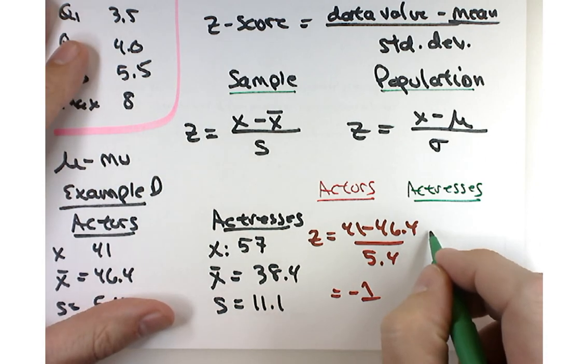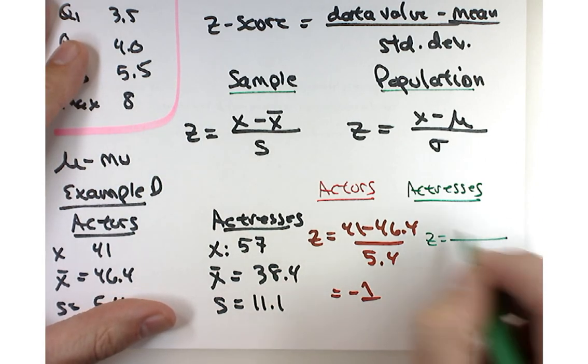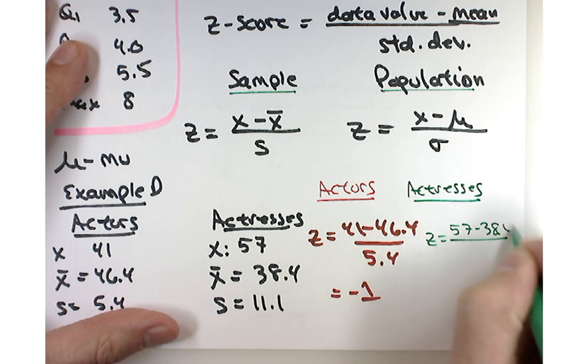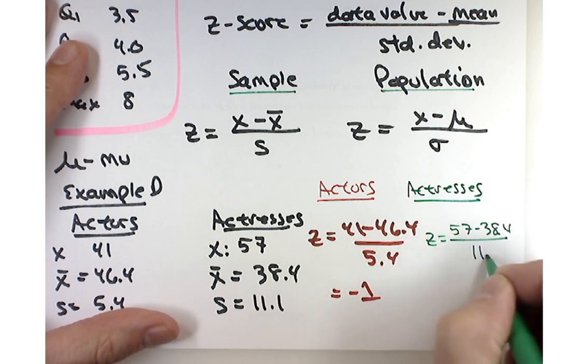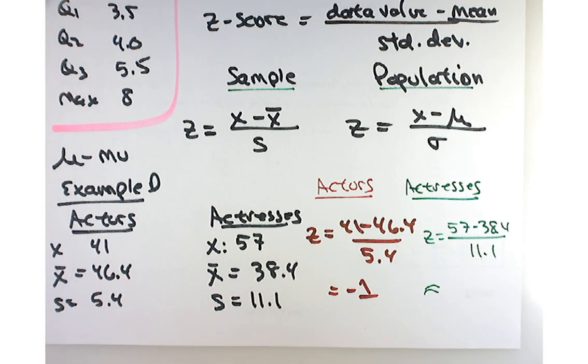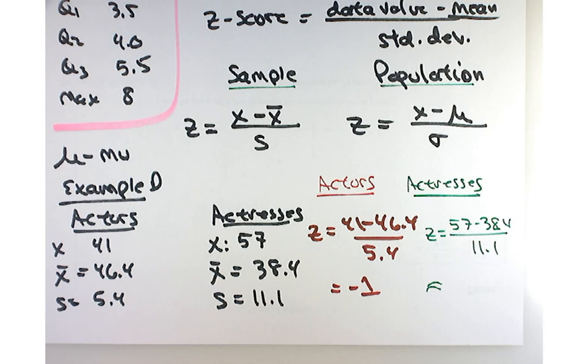So it's going to be another z calculation. z equals 57 minus 38.4 divided by 11.1. Now, in long-standing tradition, I'm going to round these to the nearest hundredth, typically speaking. Actually, here, I'll give you an extra decimal point. Do be careful a little bit when you calculate this.